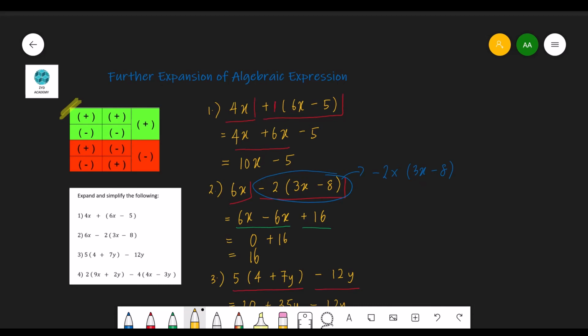You may go through the video again, and once you're done you can look at the worksheet and proceed to do the practice on further expansion of algebraic expressions.